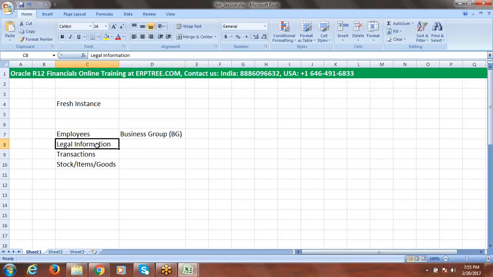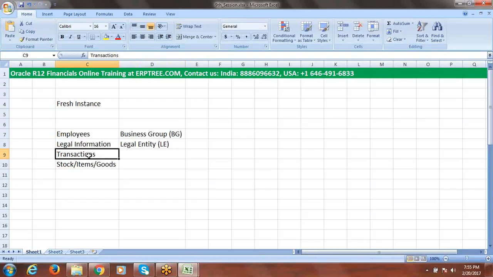The same way, for legal information, we already discussed in the previous session. The company registration information, or say the entity registration information, we can maintain in the system with the concept called legal entity. When you say legal entity, it's nothing but entity registration information. So legal information can be managed in the system with the concept called legal entity. In short, call it LE.